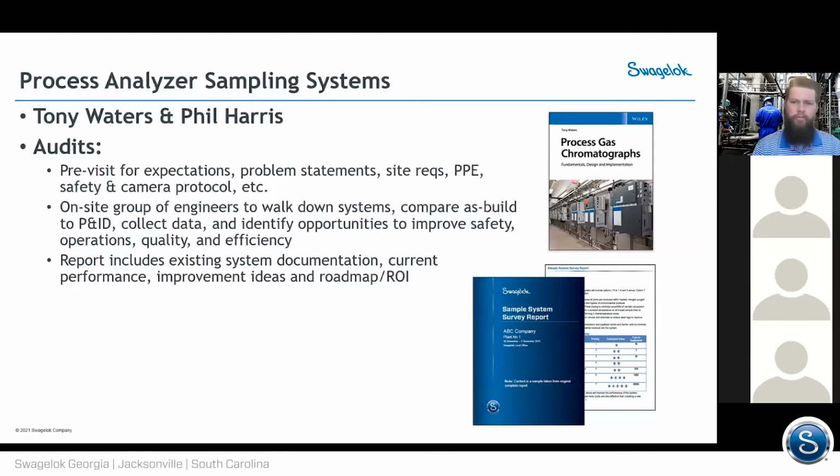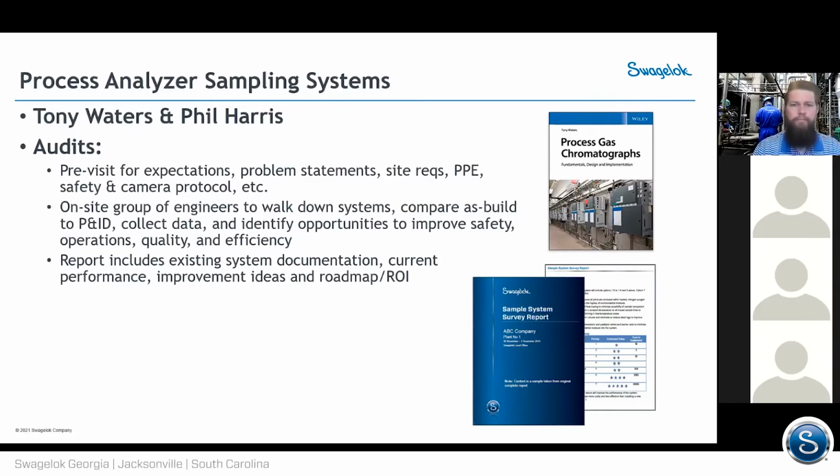So to do all of that and base a lot of what we are doing as far as this design, we're utilizing a couple of industry experts. Tony Waters and Phil Harris are industry experts in sampling systems. If they are not on site with us doing these reviews and walk downs, they're helping us review the data that we've collected and advise us on whether things that we have identified as process improvements are going to be of the highest value to you guys.